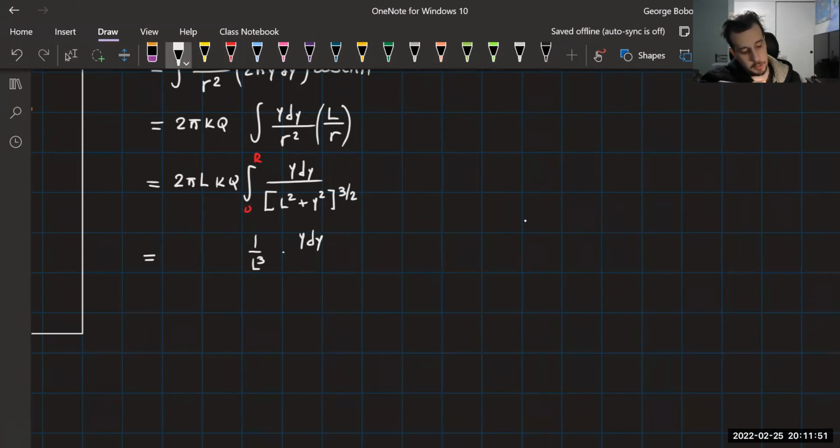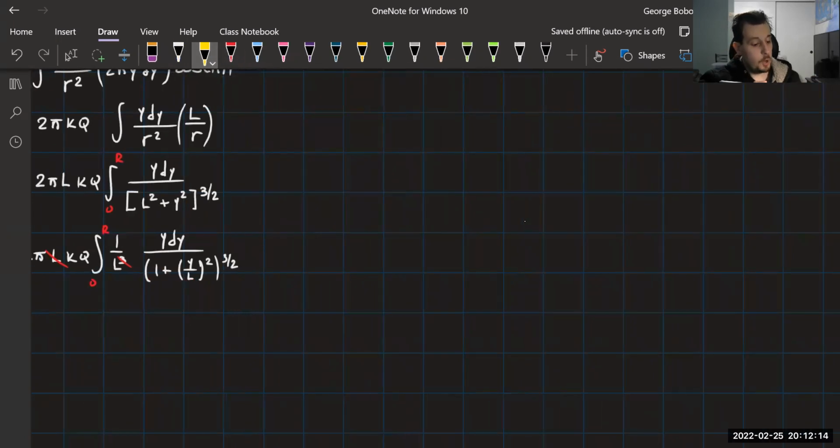Y dy over (1 plus y over L) squared to the 3/2. I think I did an integral like this yesterday, but again, this is how we go about solving it. 2 pi LKQ. So some of the L's here cancel.